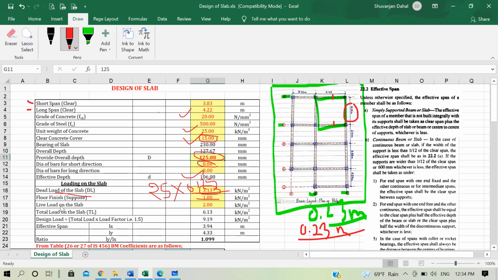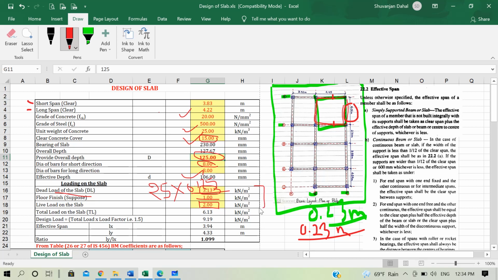Sorry. And the live load on our slab is 2 kilonewton per meter square, since it is our residential building, and this is a slab of our bedroom. If it were the slab of balcony or corridor or staircase, then we would have taken live load to be 3 kilonewton per meter square, but here our live load is 2 kilonewton per meter square.